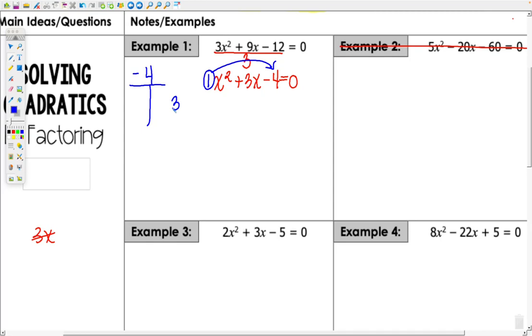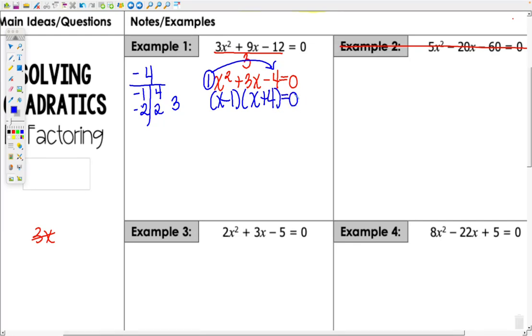What are my factors? Well, 1 times 4, -1, and then 2 times 2. And mind you, things are kind of obvious. So I'm going to take the numbers x minus 1, x plus 4, set equal to 0.